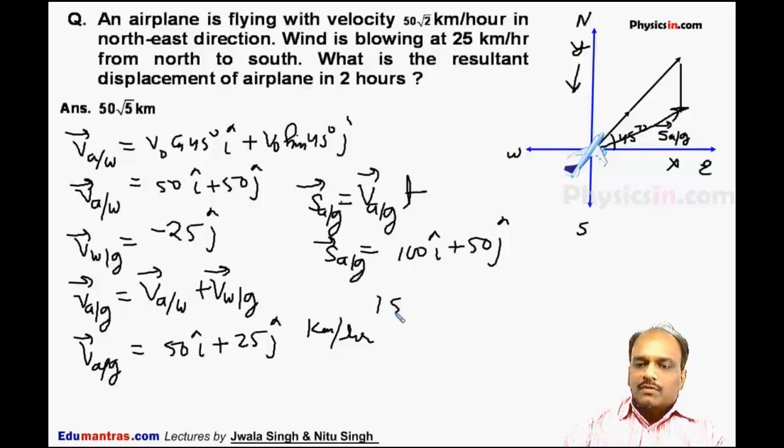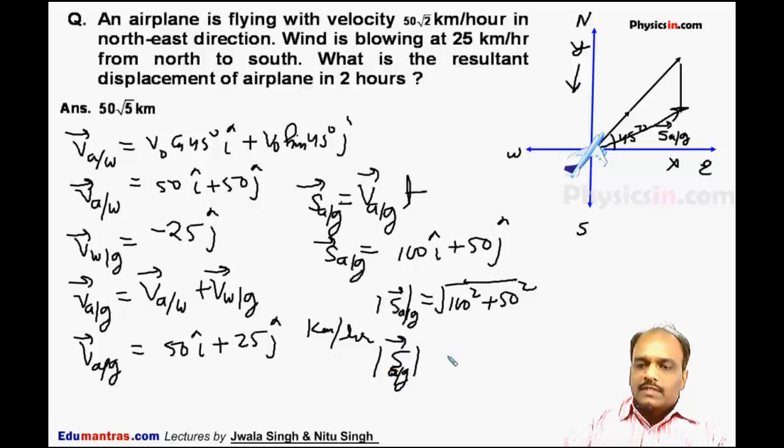So we can say the magnitude of displacement of aeroplane with respect to ground is root over 100 square plus 50 square. So the magnitude of displacement of aeroplane with respect to ground is equal to 50 root 5 kilometer. This is the answer. If I say what is the displacement in vector form, this is the answer. This is in kilometer. In scalar form, the magnitude is 50 root 5 kilometer.